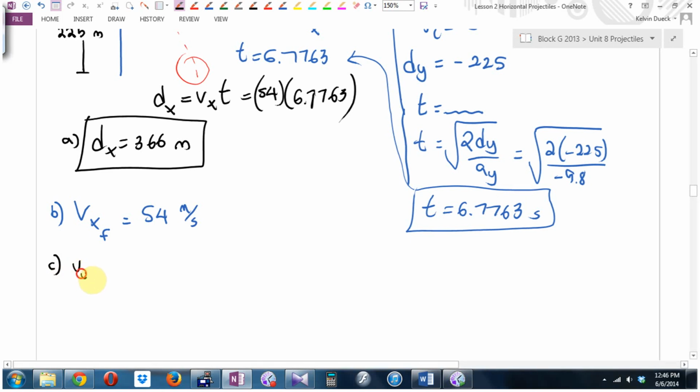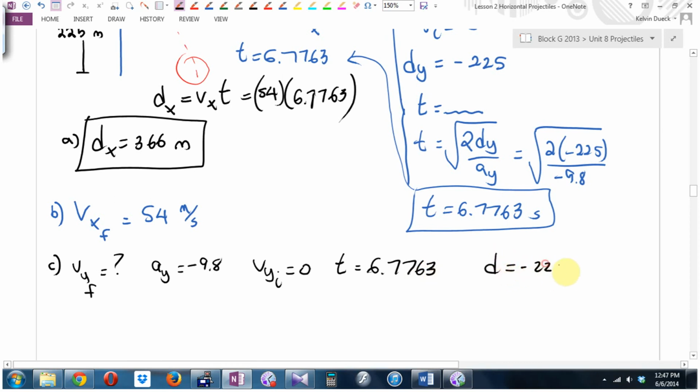This wants me to find that. What else do I know vertically? This, this, this, and this. Those are all from my vertical column. So, can I use those to find V final?